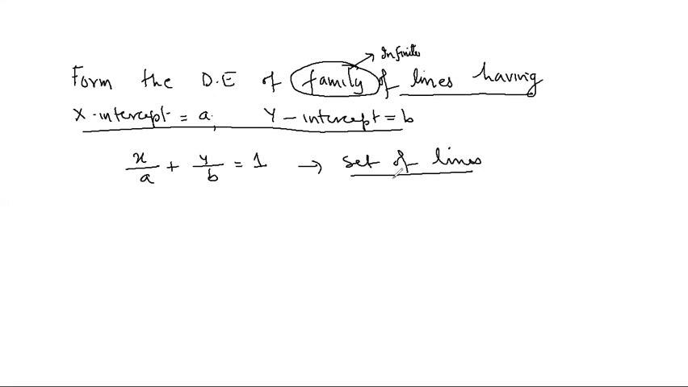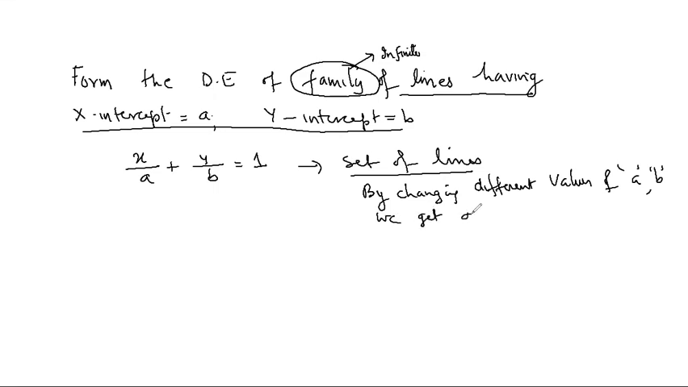Do you agree with that? By changing to different values of a and b, we get different lines. Do you agree with that? So what are the two things that I should vary to make it a family of lines? They are a and b. Therefore, a and b are the arbitrary constants.